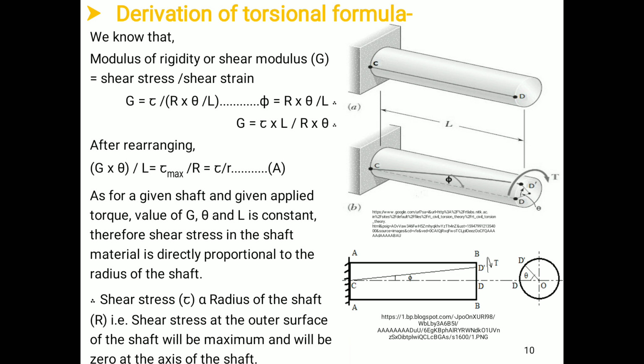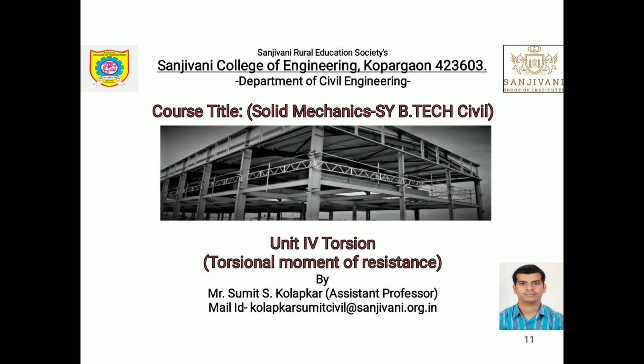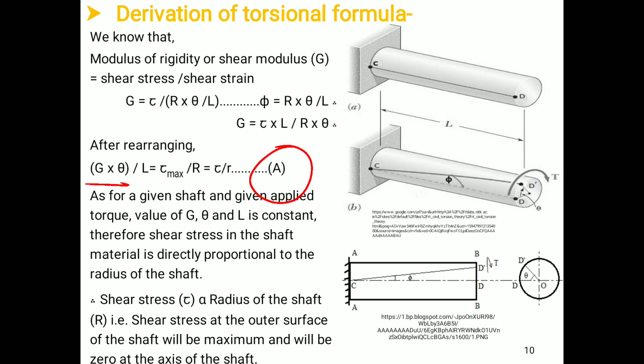So in this manner, for the purpose of deriving the torsional formula, we have equation A. This is the main equation, G theta upon L, which is equal to tau max upon R, which is equal to tau upon r. This is the main equation A. To derive the further equation of the torsional formula, we will discuss the concept of torsional moment of resistance in the next lecture. So we will stop here. Thank you.